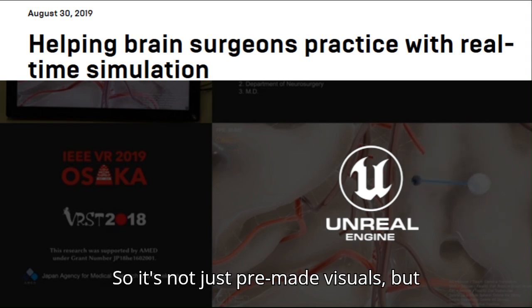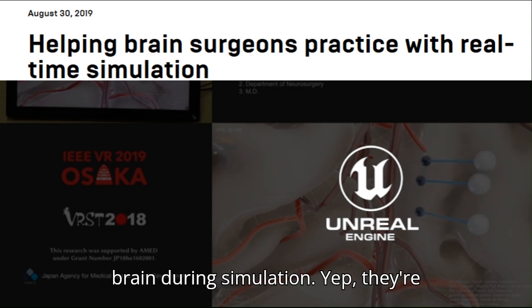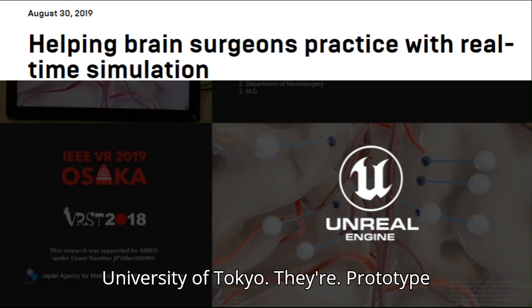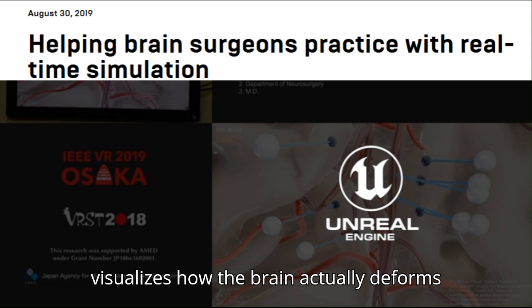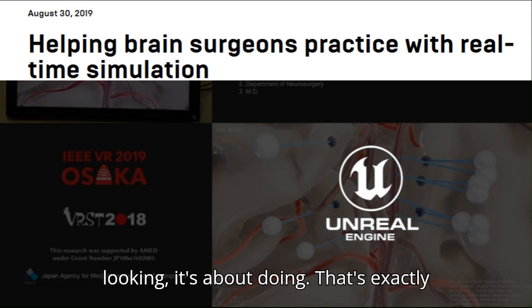Seriously? So it's not just pre-made visuals, but interactive manipulation of the patient's brain during simulation? Yep, they're with the UI research group at the University of Tokyo. Their prototype visualizes how the brain actually deforms during surgery. It's not just about looking, it's about doing.